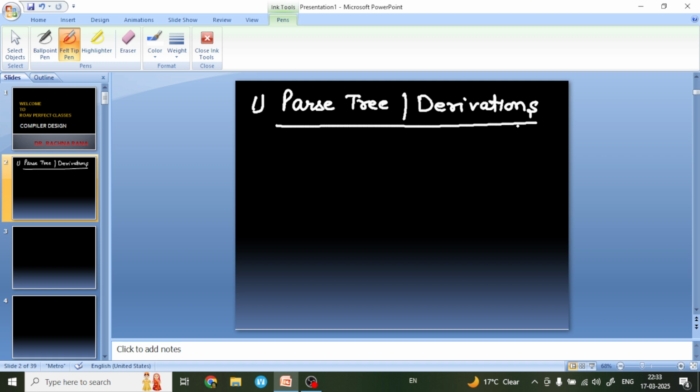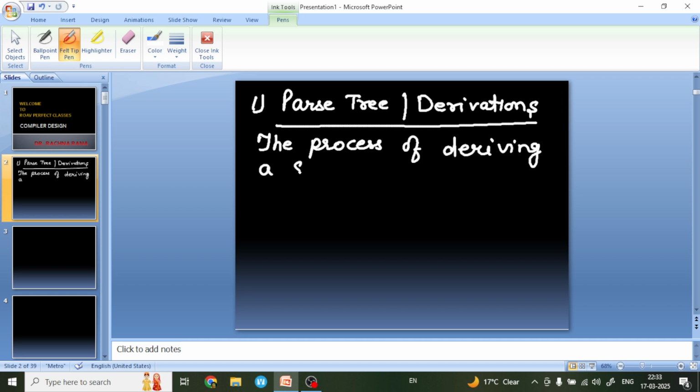Now, what is a parse tree? The process of deriving a string is called as derivation.